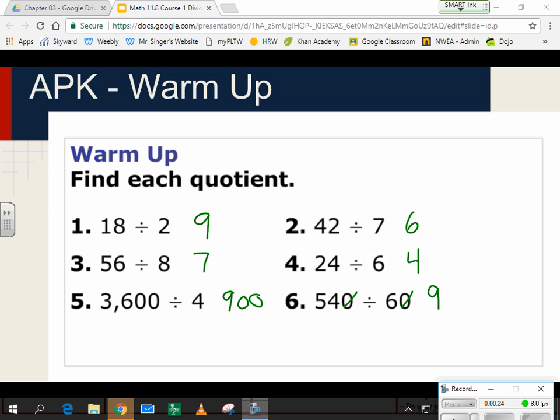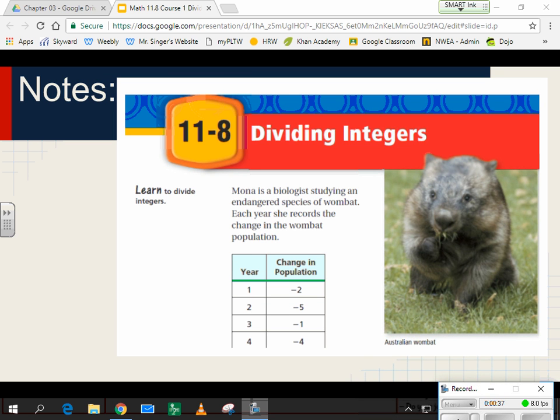And these are the answers you should have gotten for the first 6. Hopefully they weren't too difficult. Let's move on now that our brains are working, or at least I hope they're working, and we're going to make them work a little harder. So we're going to divide.